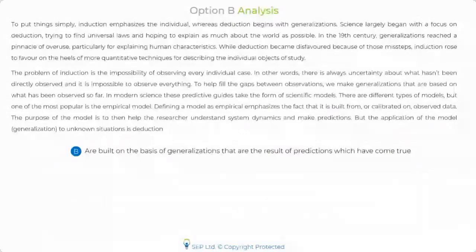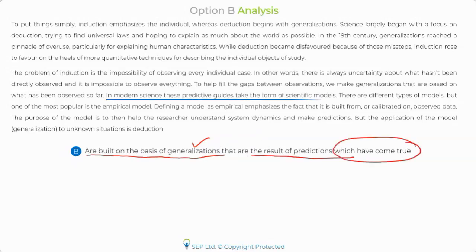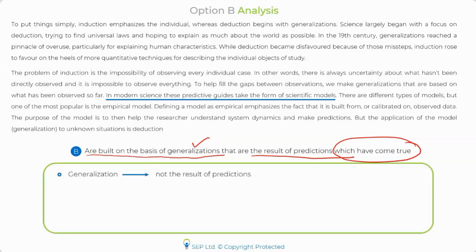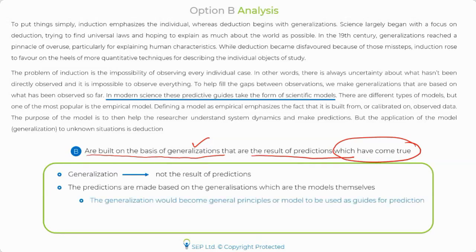B says, scientific models are developed, are built on the basis of generalizations. So far, it's absolutely correct. That are the result of prediction. Now, is the generalization the result of prediction or is the generalization leading to the prediction, guys? Look at the passage. Is this generalization the result of predictions which have come true? Let's go back to the passage. In modern science, these predictive guides take the form of scientific models. And so generalization is not the result of prediction. Generalization helps you form models, and these models help you to predict. So generalization becomes the model and the model is used for prediction. Generalization leads to predictive guides.